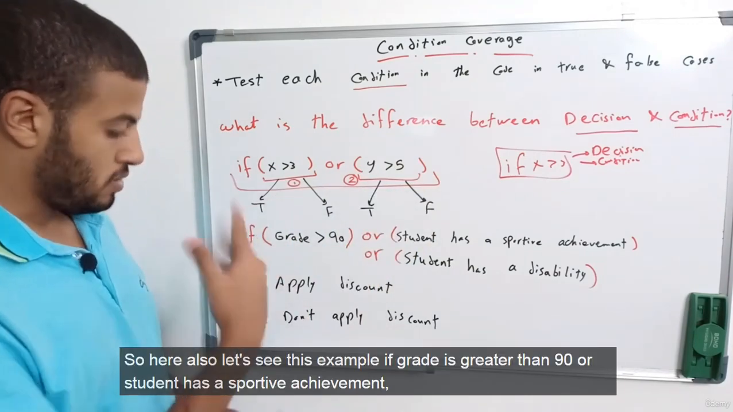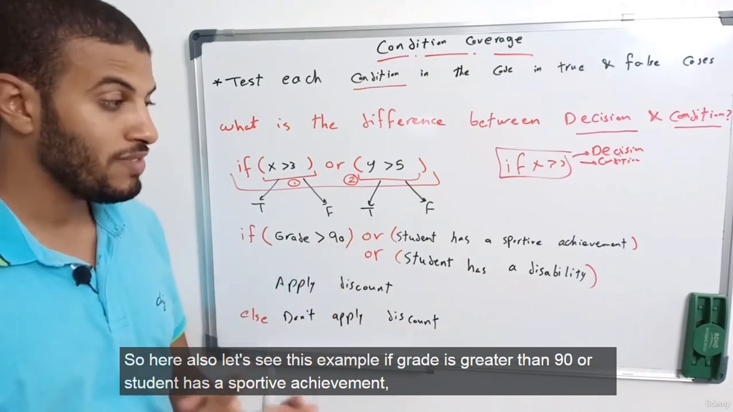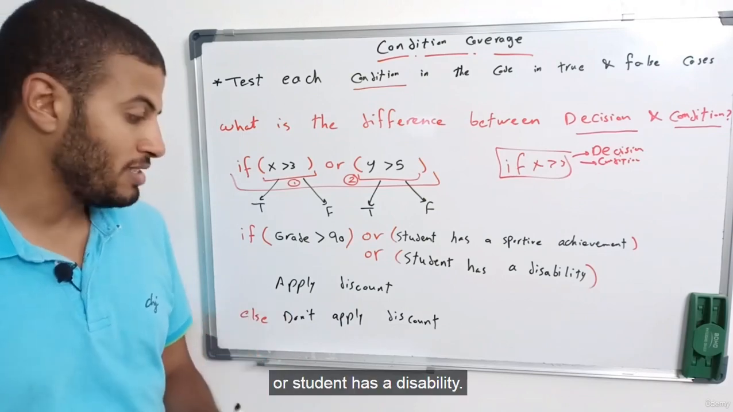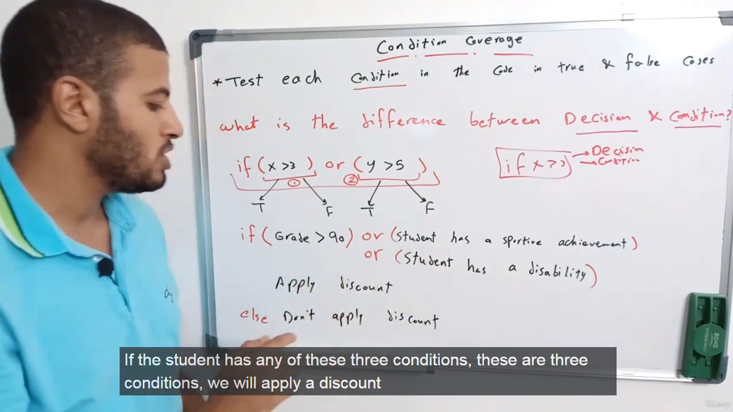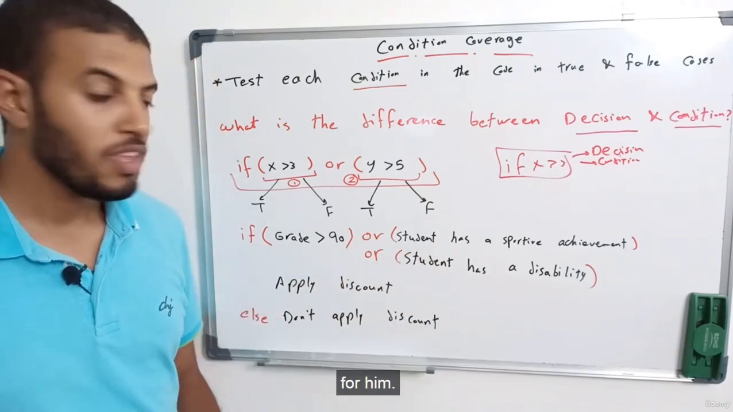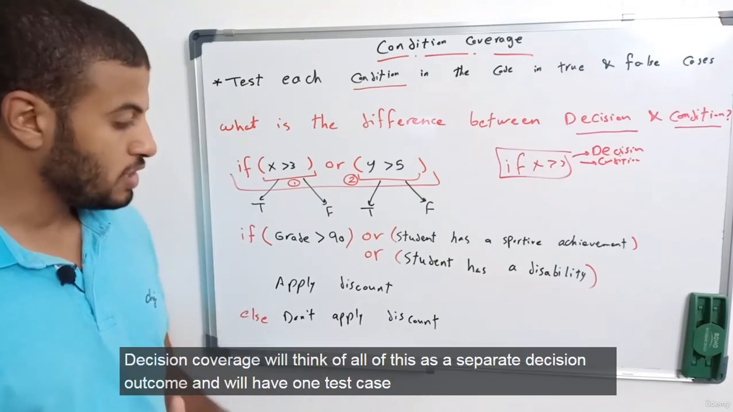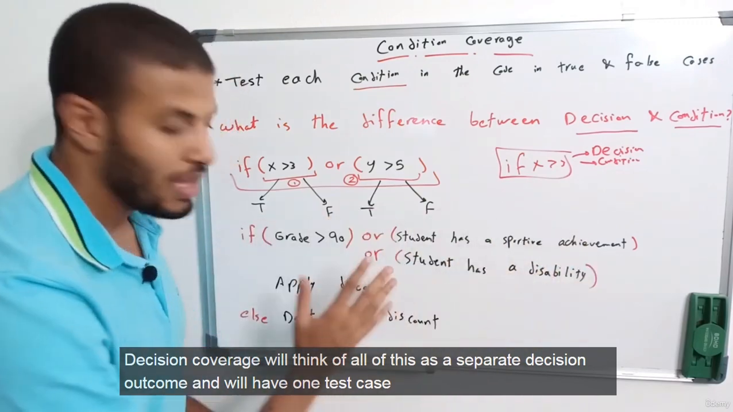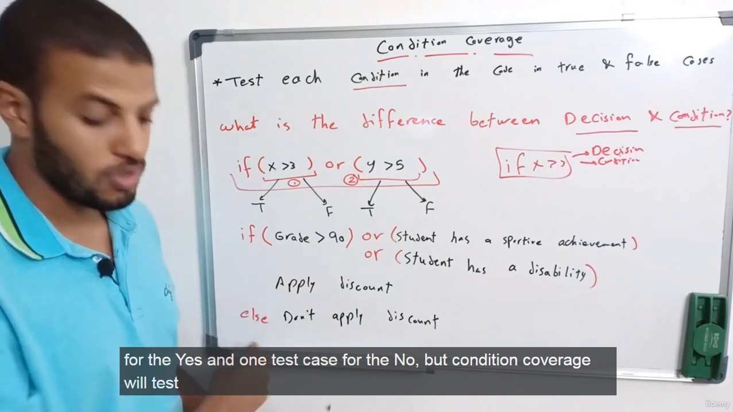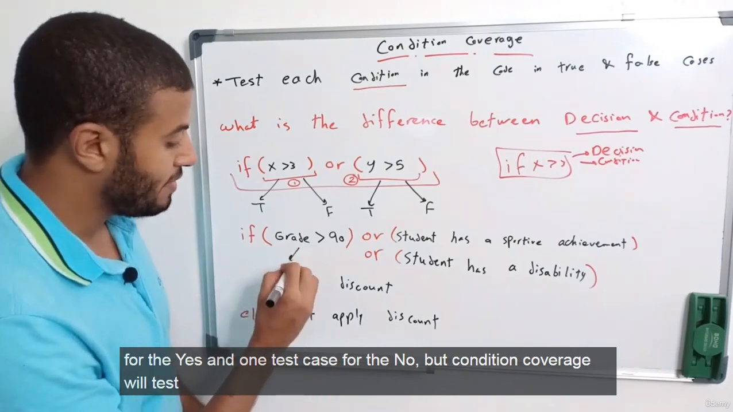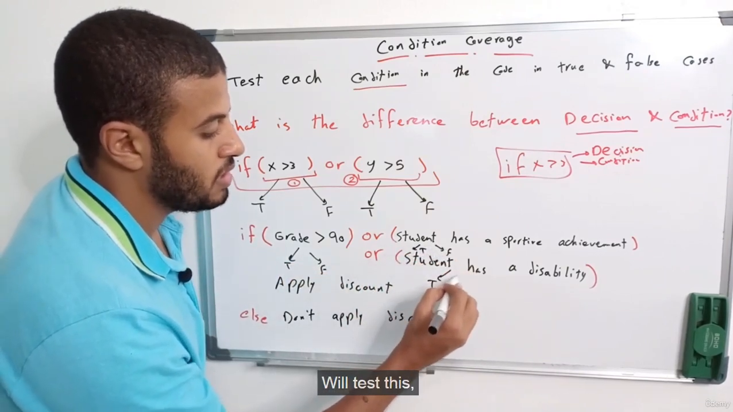So here also, let's see this example. If grade is greater than 90 or student has a sportive achievement or student has a disability. If the student has any of these three conditions, okay, these are three conditions, we will apply a discount for him. If he doesn't have any of them, we will not apply any discount, okay? Decision coverage will think of all of this as a single decision and will have one test case for the yes and one test case for the no. But condition coverage will test this in the true and false, this in the true and false, and this in the true and false.